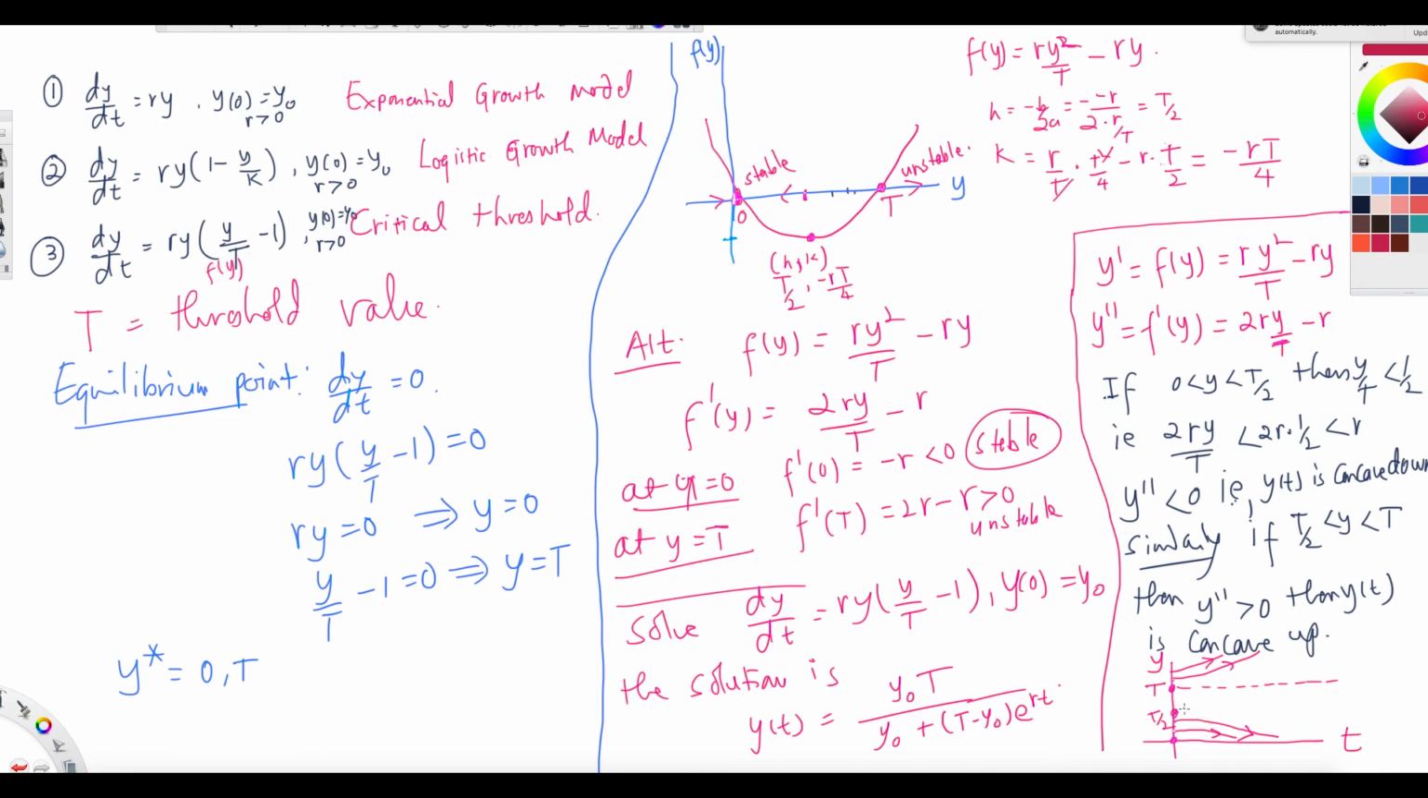But if the initial y value is between T over 2 and T, it is concave up, right? Between T over 2 and T, concave up means like this. You see that? Like this. So that is the graph.